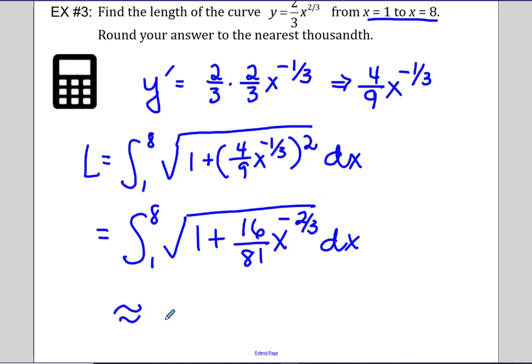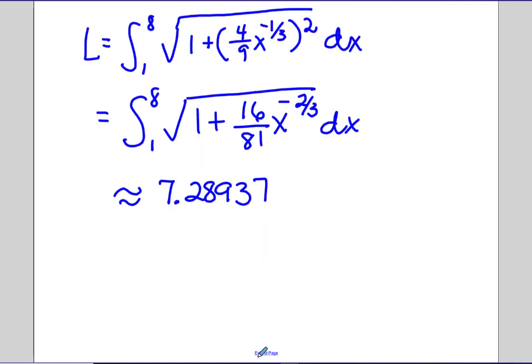And using our calculator, we get about that, and they've asked us to round to the nearest thousandth. So tenth, hundredth, thousandth. This is where we're going to truncate 7.289 to meet the conditions of the nearest thousandth.